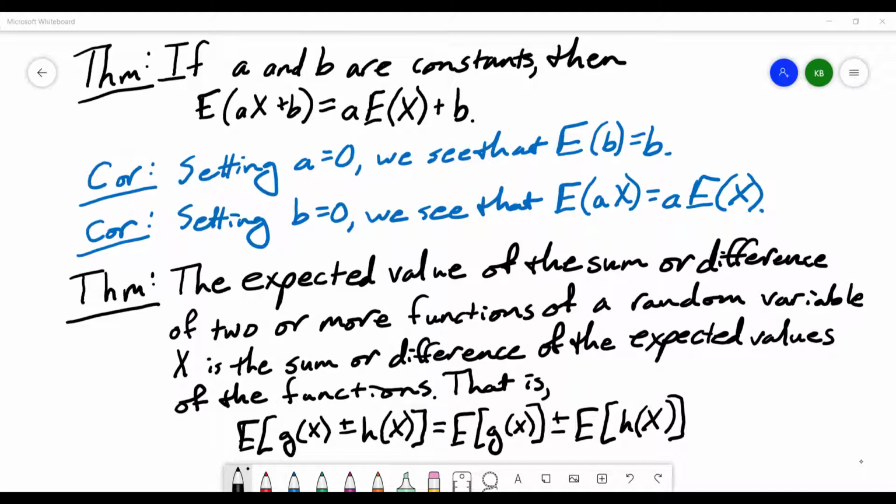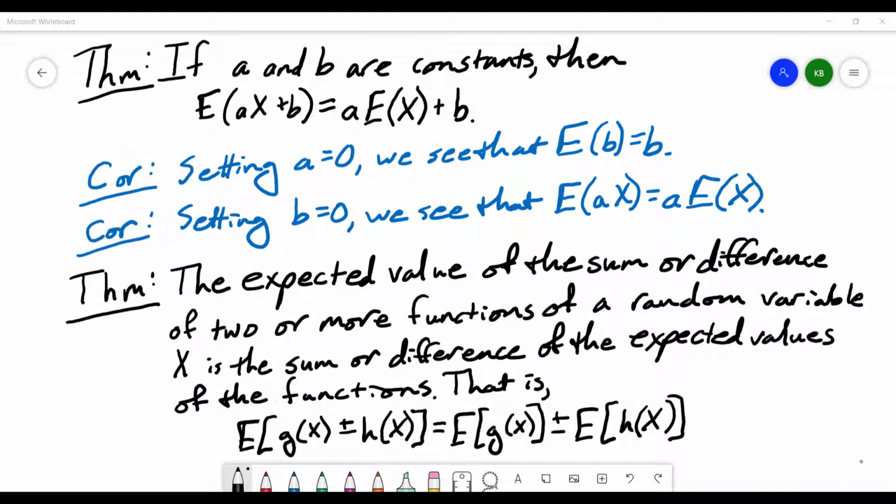A second corollary we arrive at by setting b as the constant 0, and we find that the expected value of a constant times our random variable x is equal to that constant a times the expected value of x. So all of that hopefully is fairly straightforward.